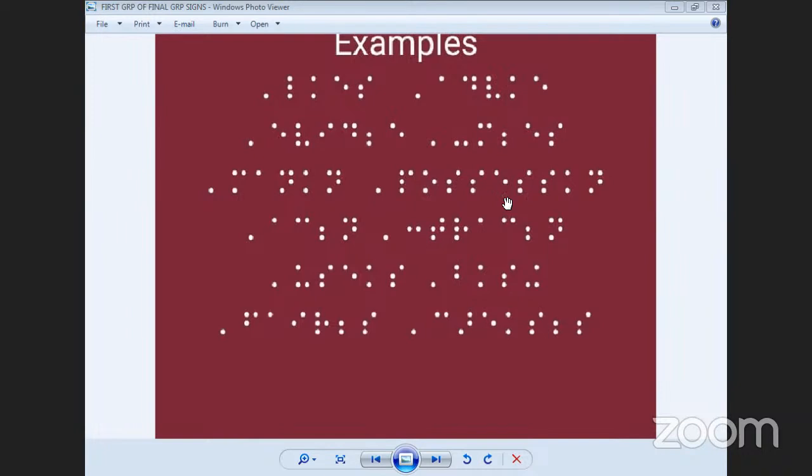Which word is this now? Possession. Yes, possession. That is POSSESS. Then we are having dot 46 N. Possession. Is it really right? Yes. Possession is right.